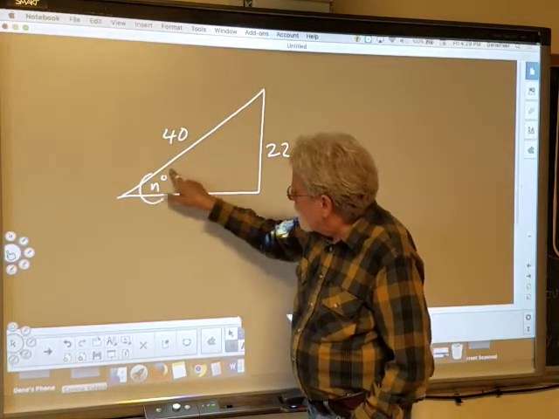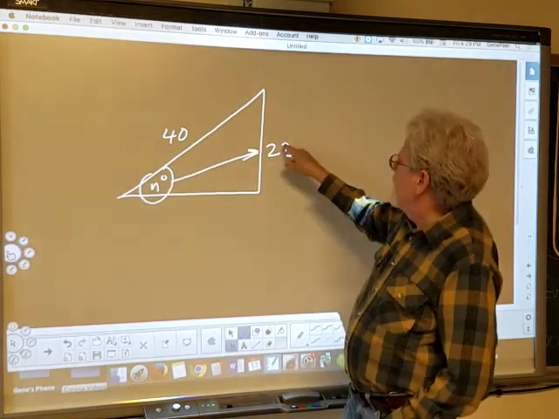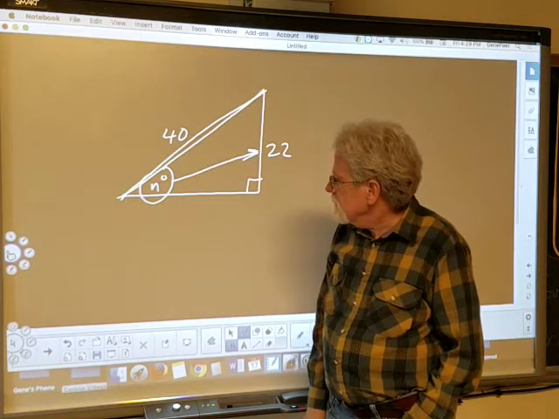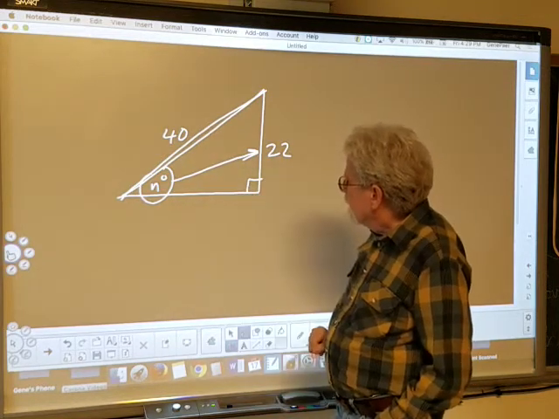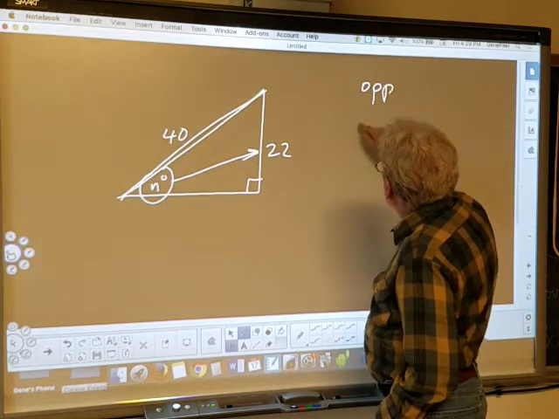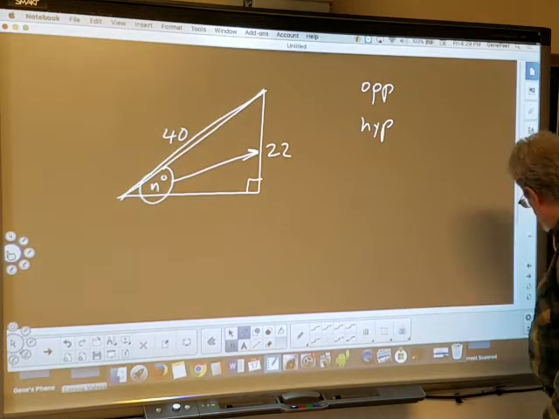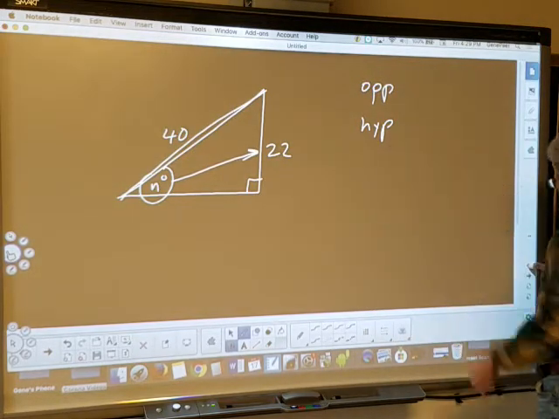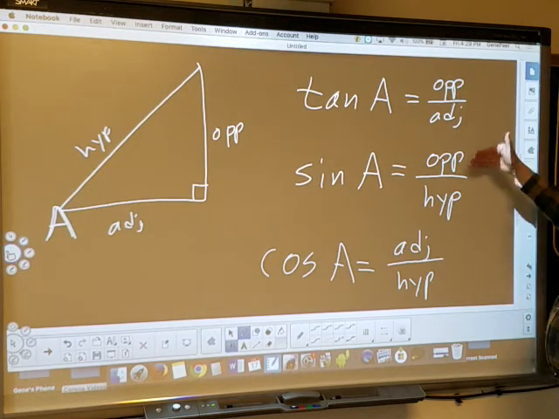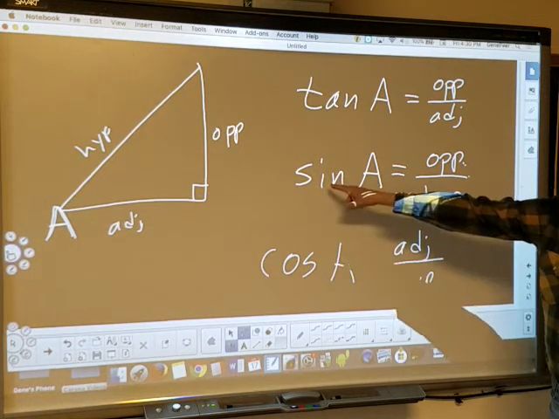Well, here's our angle. From the relationship of that angle, what is this? This is the opposite, and this is always the hypotenuse, opposite the right angle. So we've got opposite, we've got hypotenuse. We now search through sine, cosine, and tangent and find one that uses opposite and hypotenuse. There's only one. Which one uses opposite and hypotenuse? There it is. We're going to use sine.